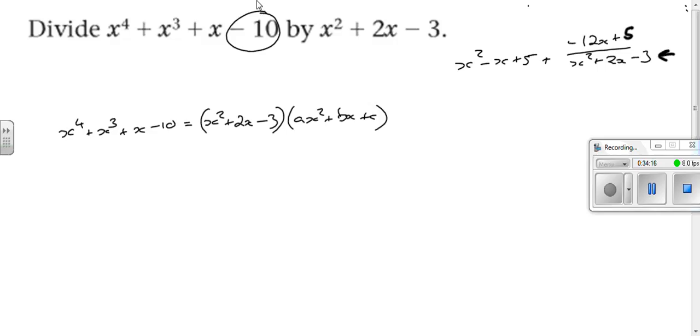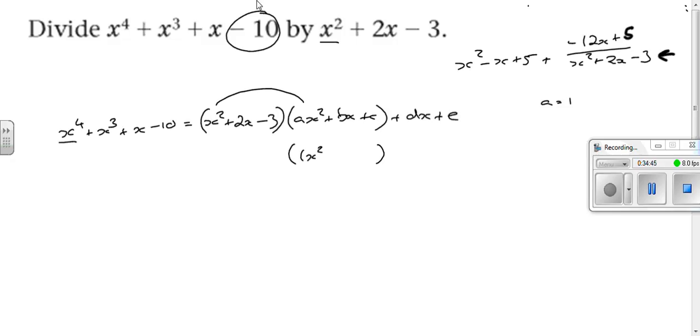Now this time the remainder, because we're dividing by an x squared, we do one less than the power, so our remainder will be plus something x plus something. And all we do is we do exactly the same as we did before. So this times this makes x to the power of 4. So therefore a must equal 1. It's got to be 1x squared.